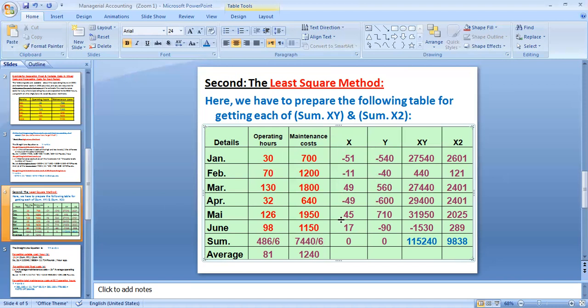Assuring that the summation of x is 0 and of y is 0 is a must. Then multiply each x by each y and get the xy for each month. Multiply x by itself for each month to get x squared. Summation xy and summation x squared are ready now to get b. How to get the variable cost per hour? You have to divide summation xy by summation x squared, like this.